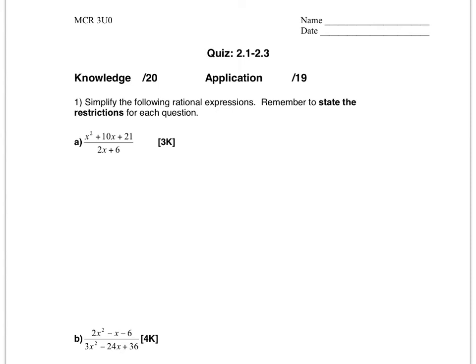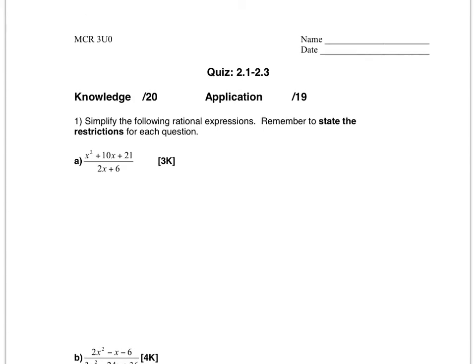Since the leading coefficient in the numerator, meaning the coefficient of x squared, is 1, I can use the sum and product method. I can try to find two numbers. The product is 21 and the sum is 10. Those two numbers are 3 and 7, so the numerator can be written as x plus 3 and x plus 7, and the denominator, since 2 is common between them, I can take the 2 out, so I get x plus 3.